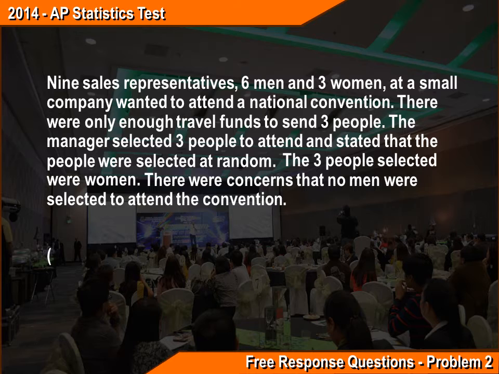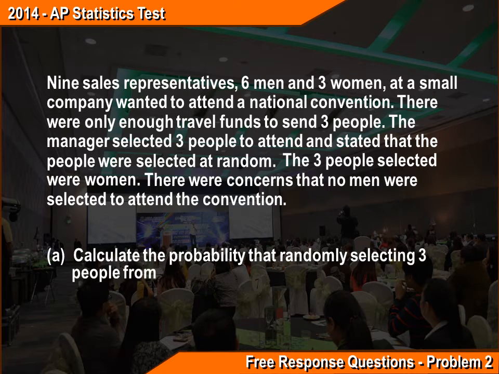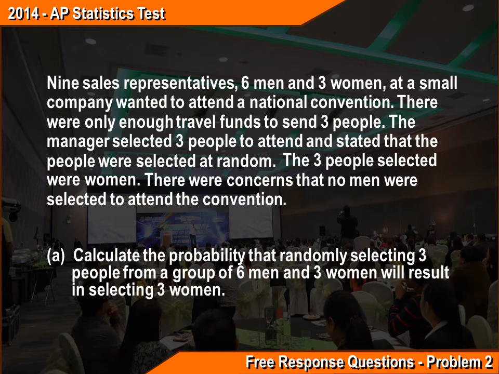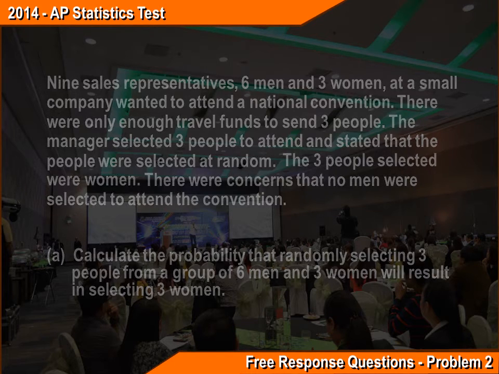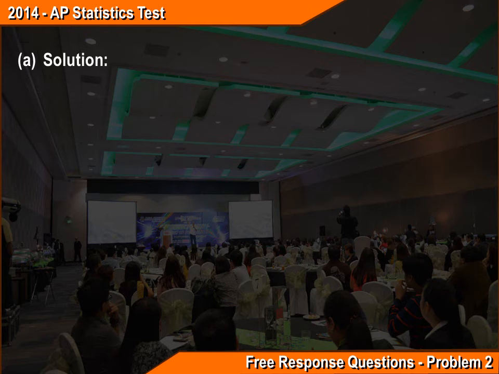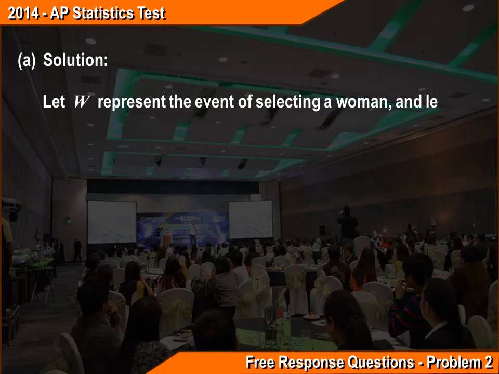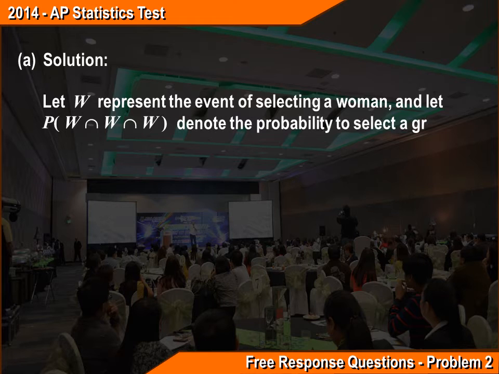A. Calculate the probability that randomly selecting 3 people from a group of 6 men and 3 women will result in selecting 3 women. To solve this problem, let the variable W represent the event of selecting a woman and let P of W and W and W denote the probability to select a group of 3 women.